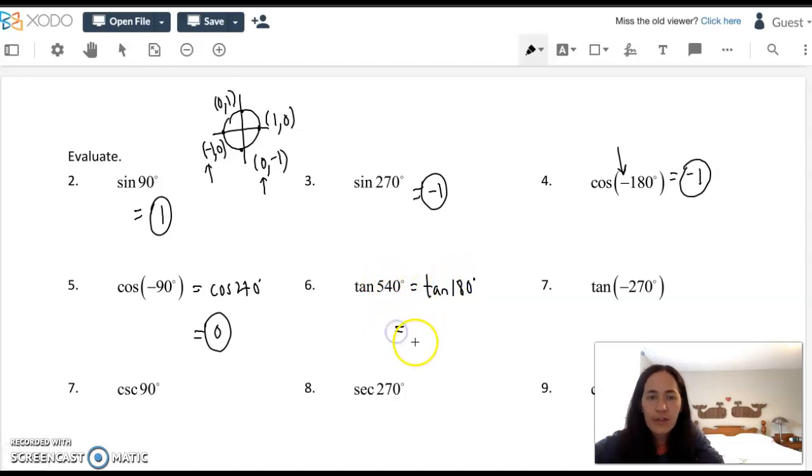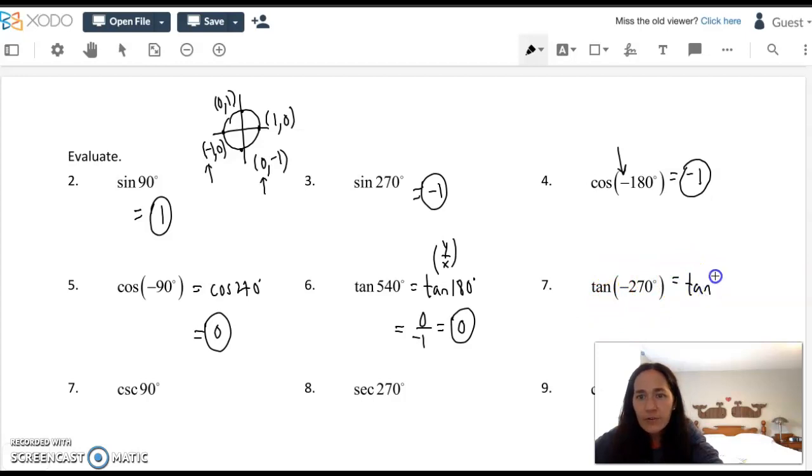You get the same exact thing. Tangent is y over x. So go to 180, we'll put 0 over negative 1. And tangent is 0. Tangent of negative 270, what's coterminal with that? If you're going 270 degrees in the clockwise direction, that's the same thing as just going 90 degrees counterclockwise. So if I added 360 to negative 270, I get the coterminal angle of 90 degrees. And tangent of 90, go up to 90, put the y over the x, and that is not defined.